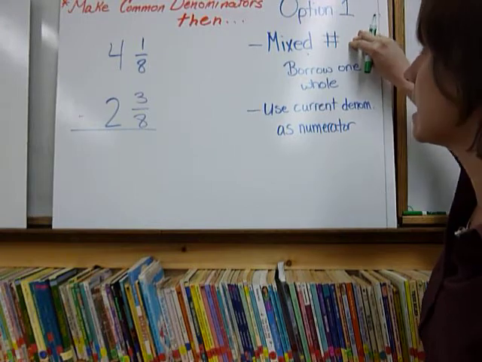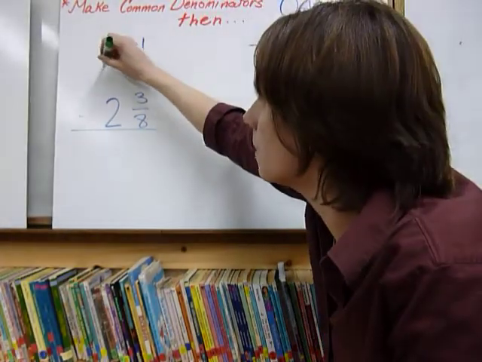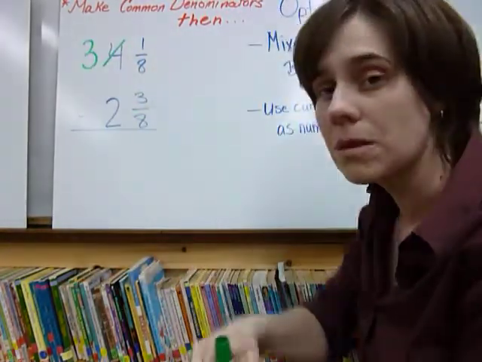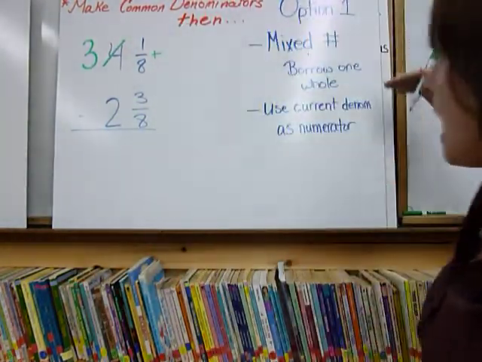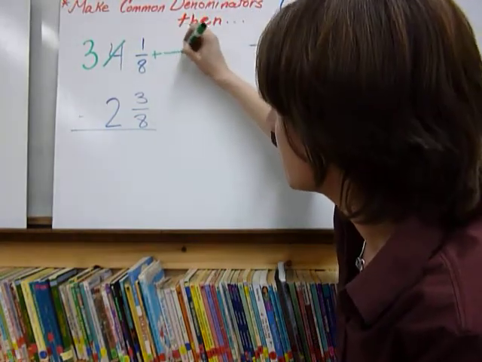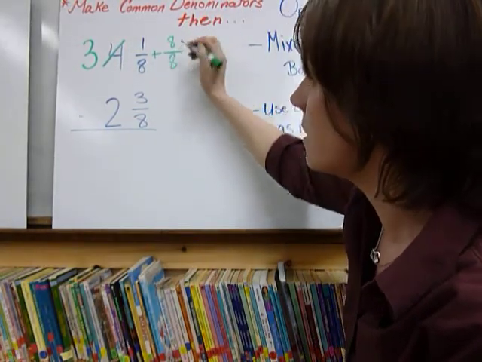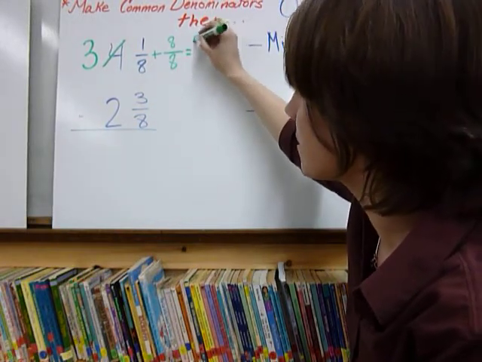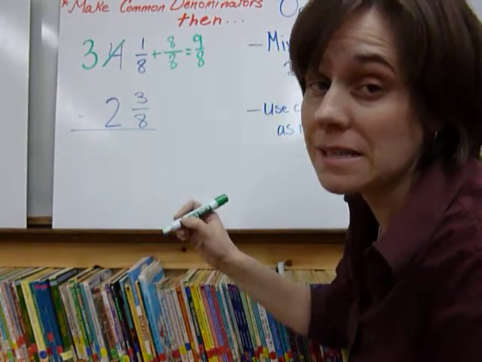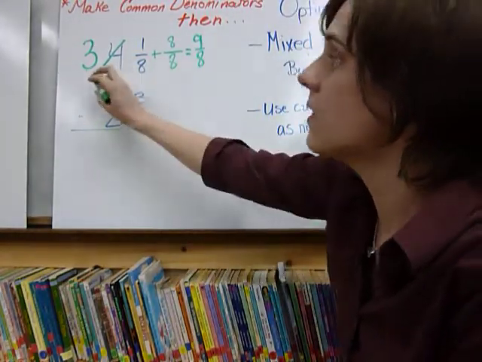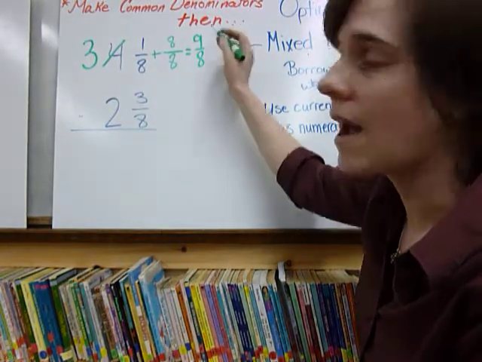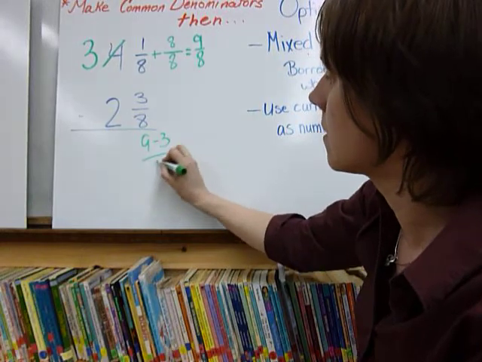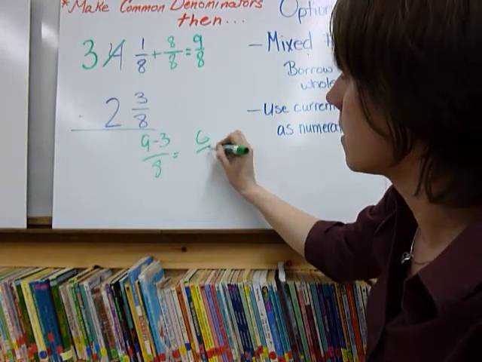Option one, you can take the mixed number and borrow one whole. I would take 4, take one whole out, leaving me 3, and I would use the current denominator as my numerator and my denominator, 8/8 being one whole, and add it to my existing fraction, giving me, in this case, 9/8. Here's my one whole that I borrowed from my 4. Now I can subtract. 9/8 minus 3/8 is 6/8.